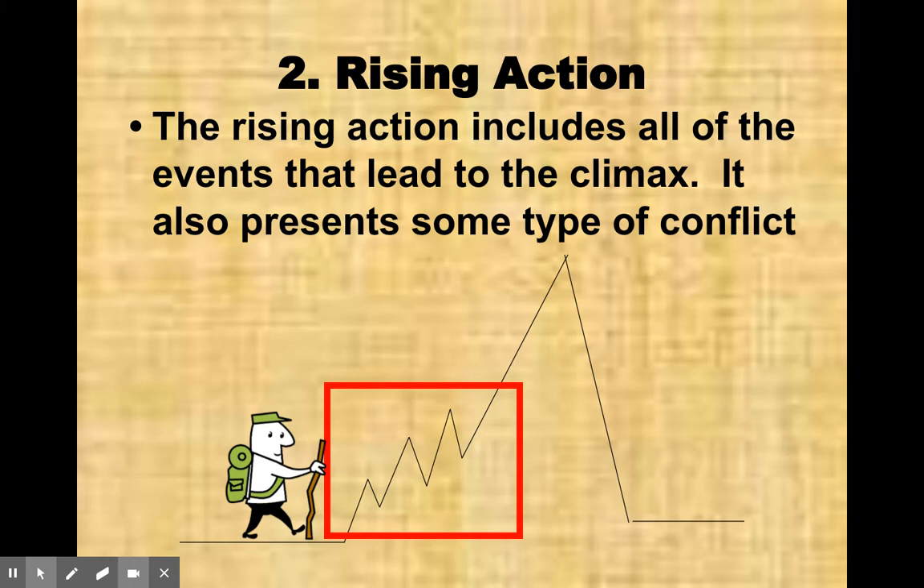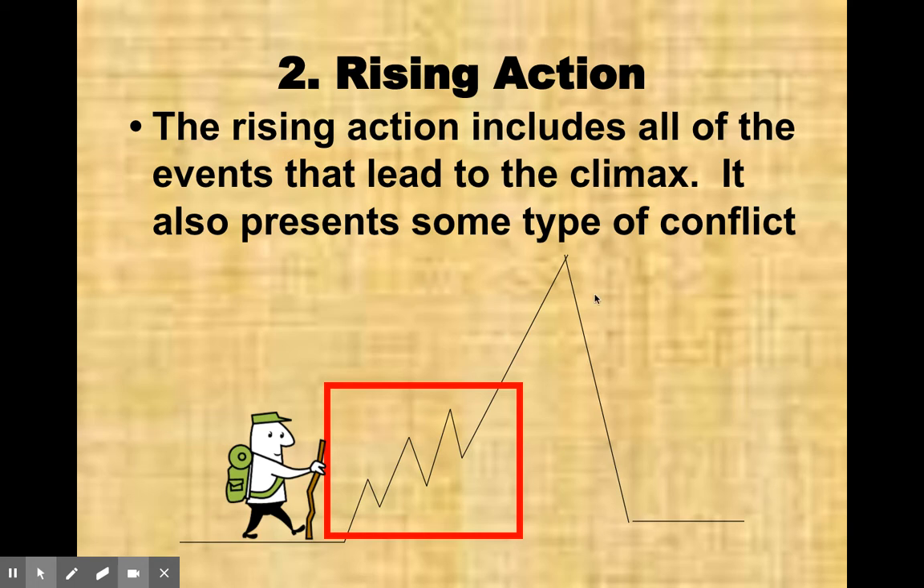So again, the climax is the most exciting part. So we're doing this part right here. If you can see my cursor, this is the rising action. It keeps getting closer and closer and closer and leading up to the climax, which is right here. And the fun part about the rising action, that is when the conflict of the story is introduced. A good conflict makes such a good book, such a good movie.